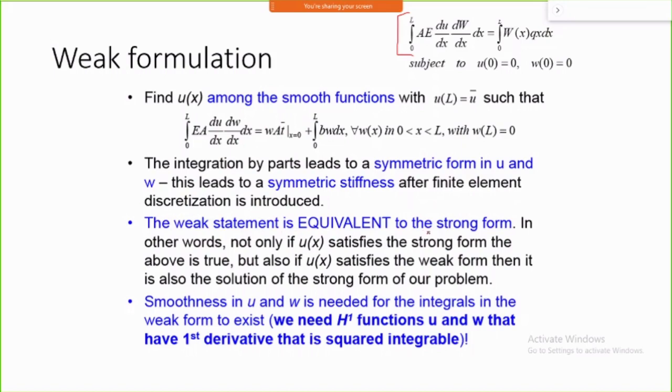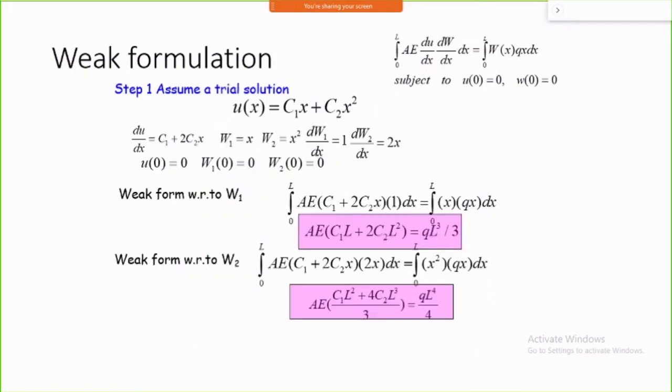And the weak statement is equivalent to the strong form. In other words, if u of x satisfies the weak form, then it is also the solution of the strong form of the entire problem. Smoothness in u and w is needed for the integrals in the weak form to exist. That is the same requirement for w and u. You can have the same functions on both sides. That is what you can play with.